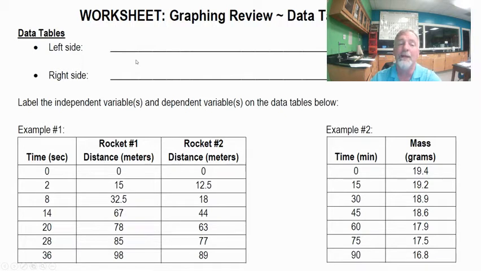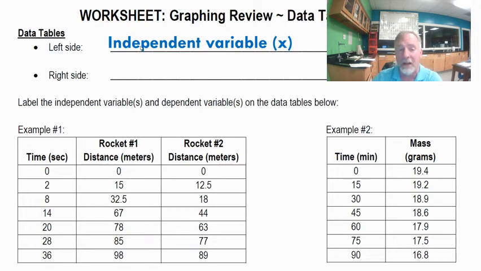All right, so when we're looking at a data table, the thing I want you to look at first is the left side. So this is our leftmost column, right? What's in our leftmost column? That is our independent variable. That's going to be on our x-axis.